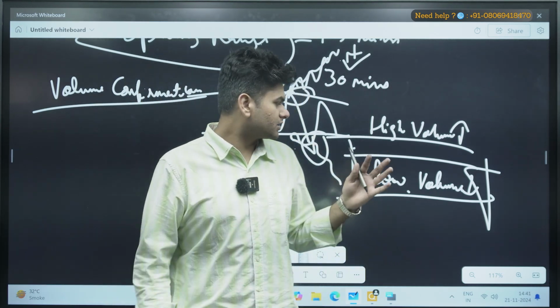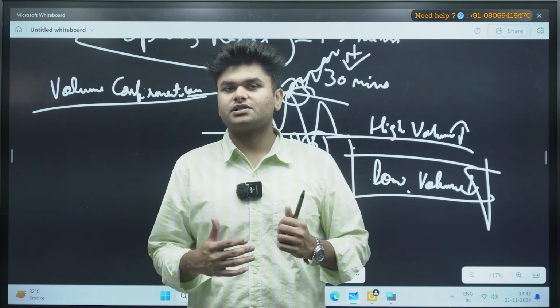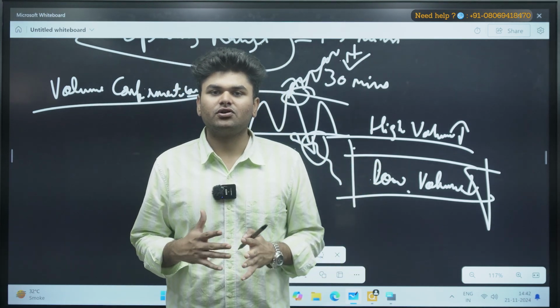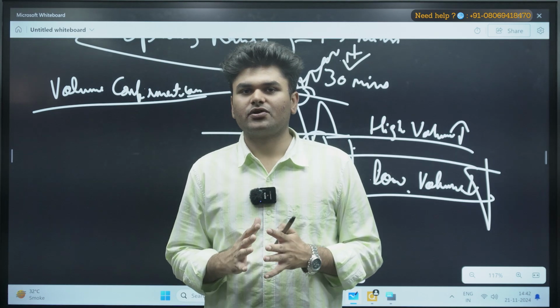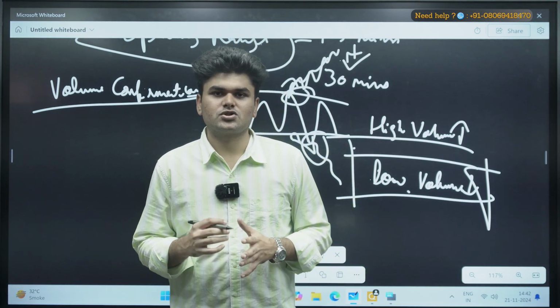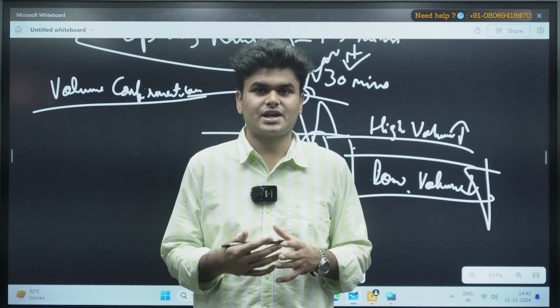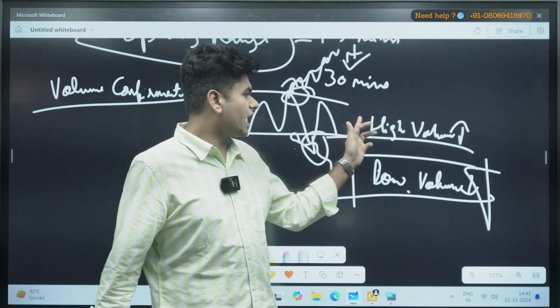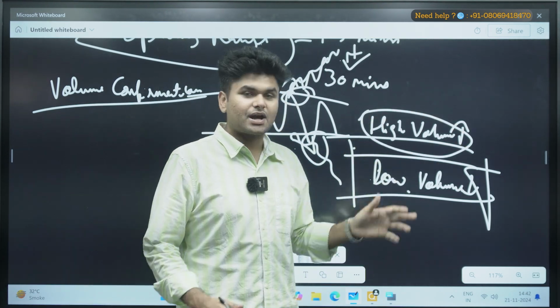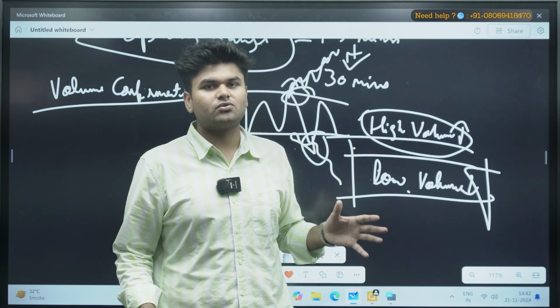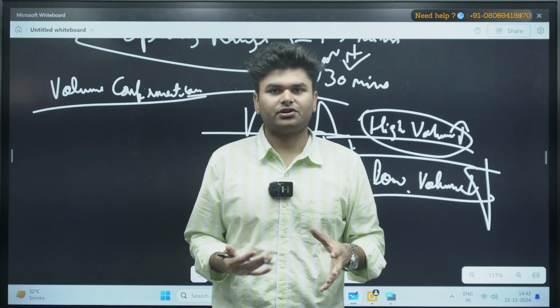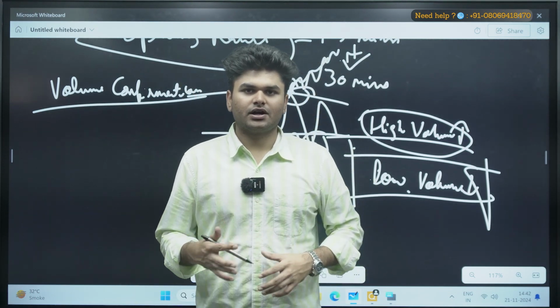So if the volume is low, generally it is a signal of indecision, or it is trying to indicate that somewhere the momentum you are expecting, you won't get that kind of momentum. And if you're seeing high volume, that means the price action is reacting to the particular direction or the trend which side we are seeing, right?